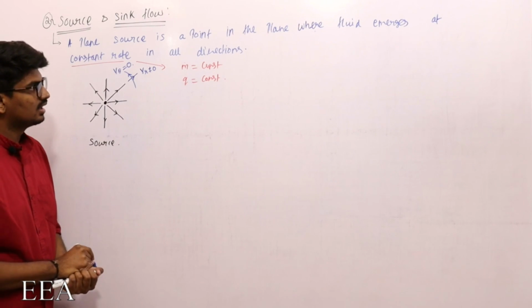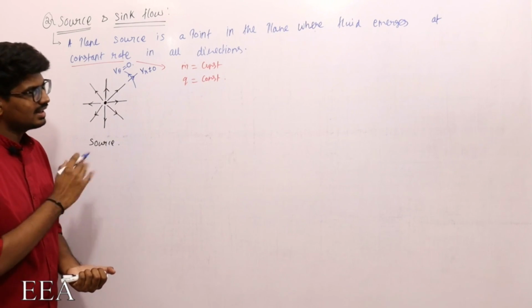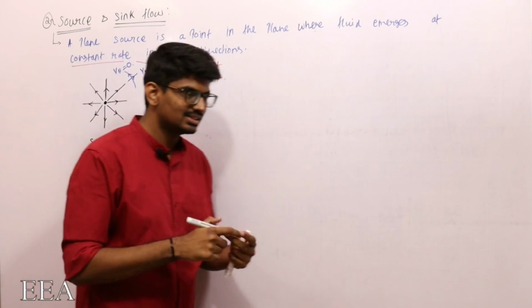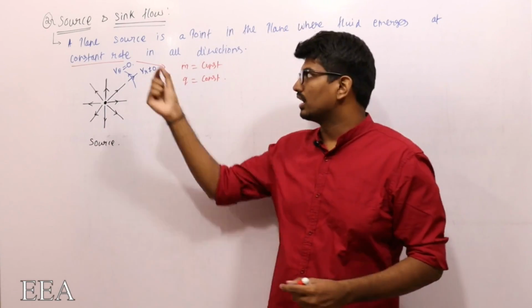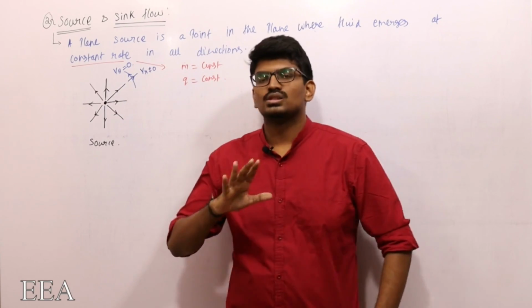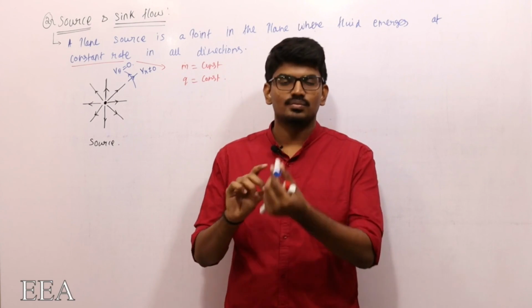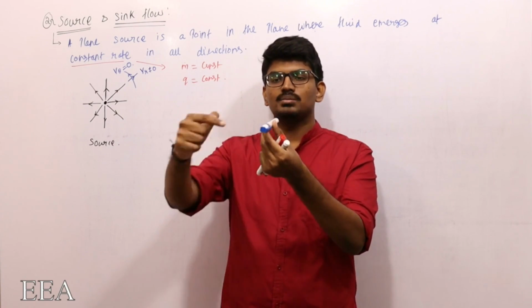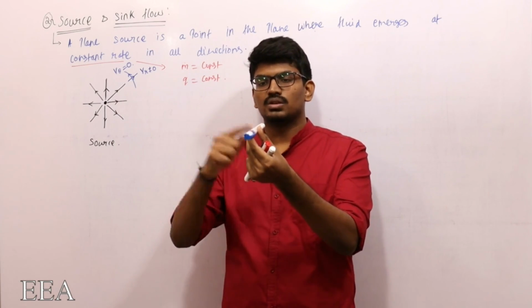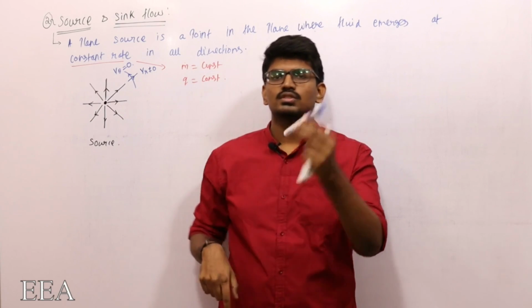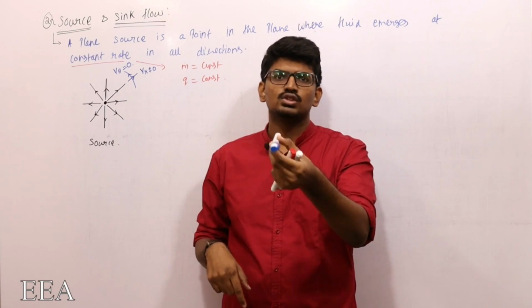Now we need to have some more clarity about this. I'm talking about a point, right? A point from where fluid is emerging out. But in reality, it is not a point. In reality, it is a line, something like this. From this straight line, fluid is coming out in all the directions. So this straight line is said to be the source.